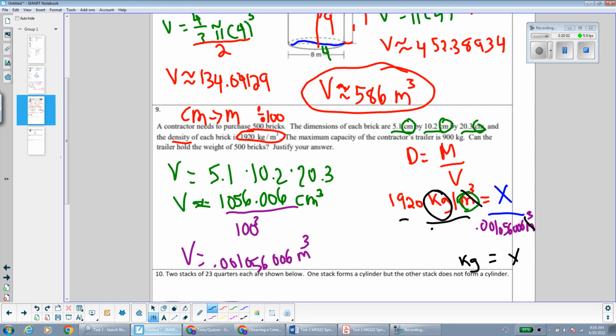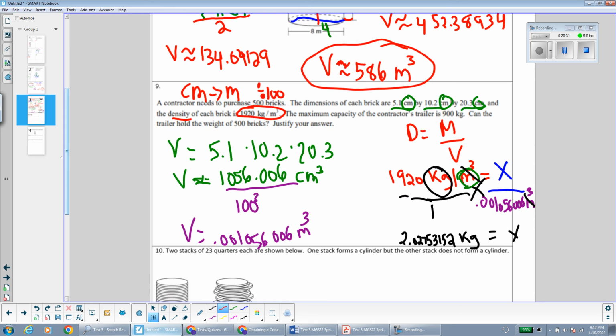So I'm just going to cross multiply. We can put this over 1 and cross multiply. So I'm going to multiply these two together to figure out what the mass is. So let me multiply by 1920 in my calculator, and I get 2.02753152. Now, I don't have enough space here, so I'm going to have to start using whatever space I have on this page. So this is the weight of one brick, but we need to figure out if 500 bricks can fit in the trailer. So I'm going to take the weight of this one brick and multiply it by 500 to get the weight of all the bricks.